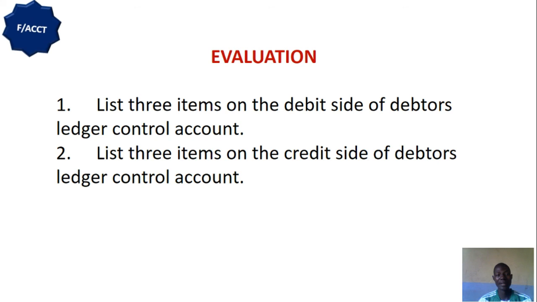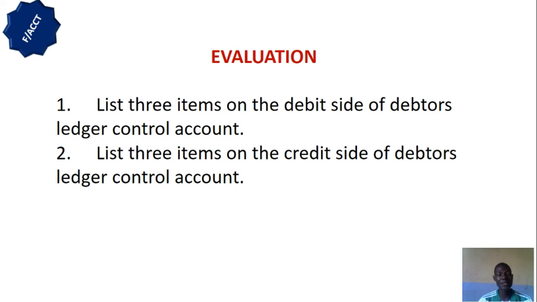Now, we'll move straight to the evaluation. List 3 items on the debit side of debtors ledger control account. We have several items in our format. I'll just pick some. We have opening debtors balance or balance brought forward of debtors. We have credit sales. We have dishonored check. We have refund to customers. We have debit note issued and others.